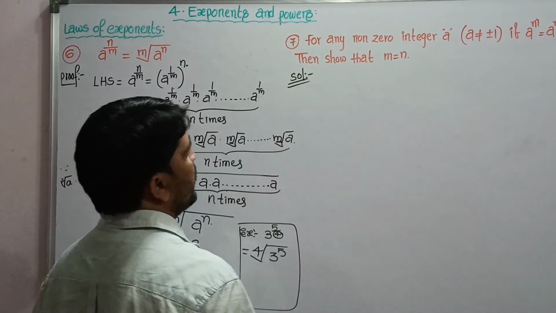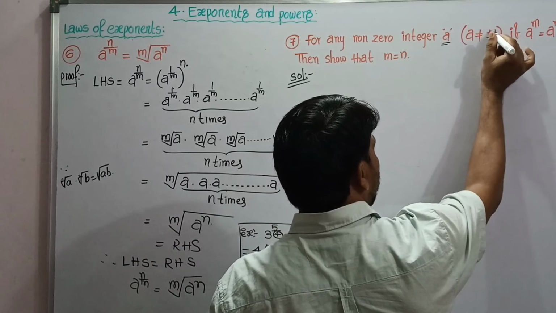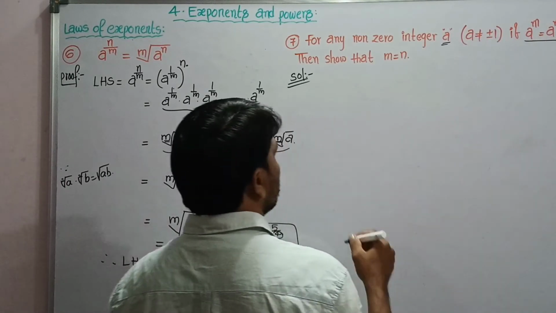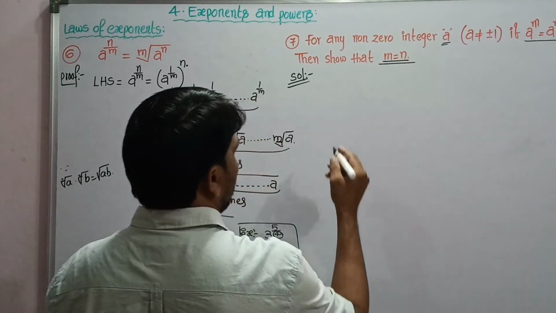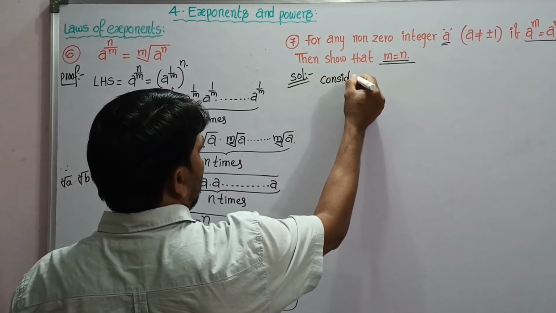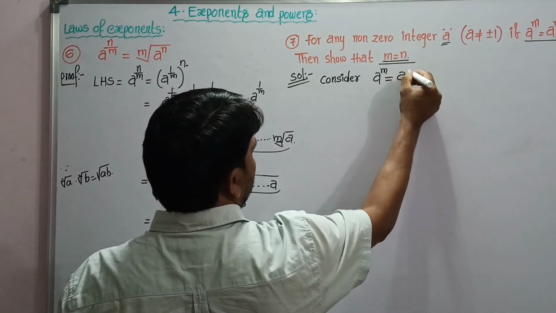question or formula, that is, for any non-zero integer a, and a must be not equal to plus 1 and minus 1, if a power m equal to a power n, then show that m equal to n. Consider, let us suppose, given that a power m equal to a power n.